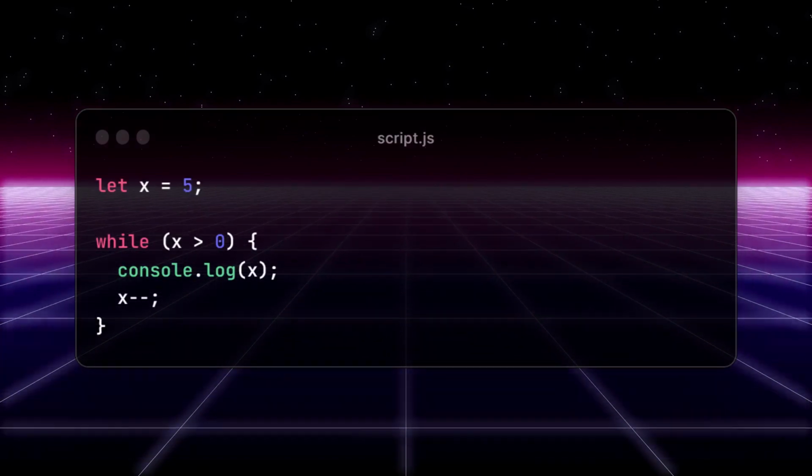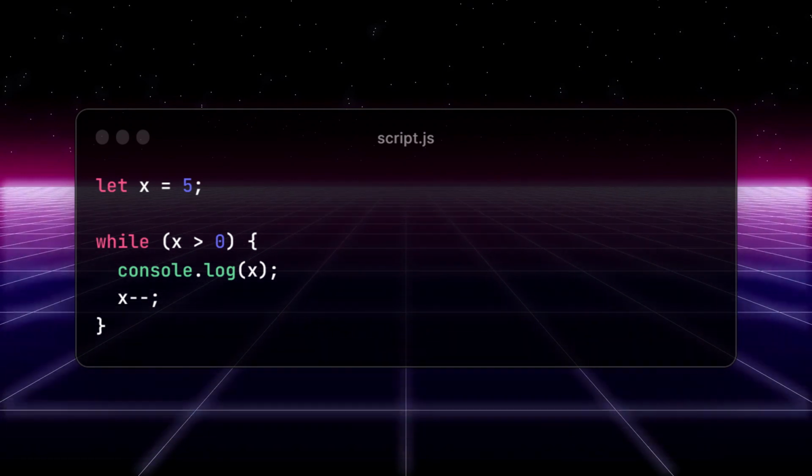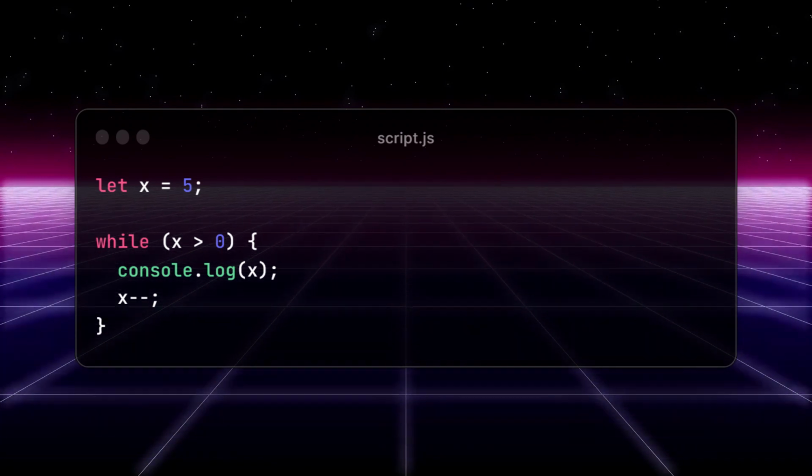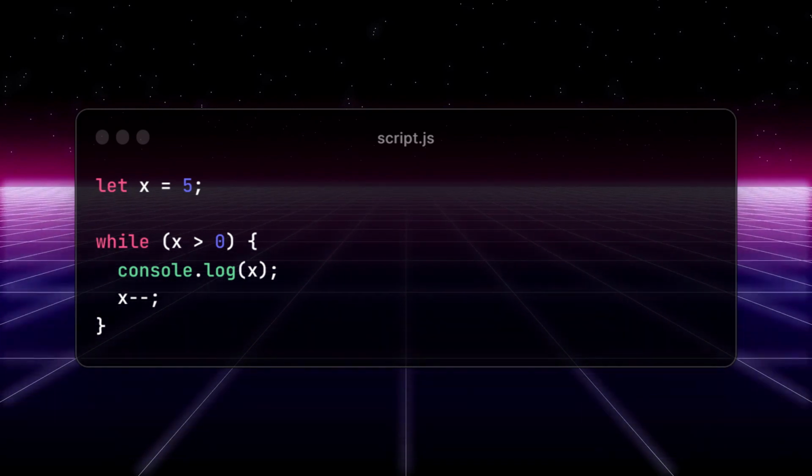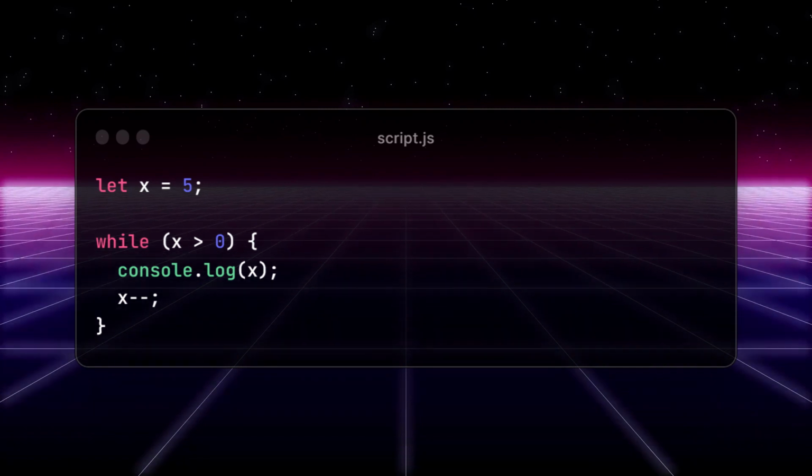Finally, let's talk about while loops. A while loop allows you to execute a block of code as long as a certain condition is true. In this example, the loop will execute as long as x is greater than 0.